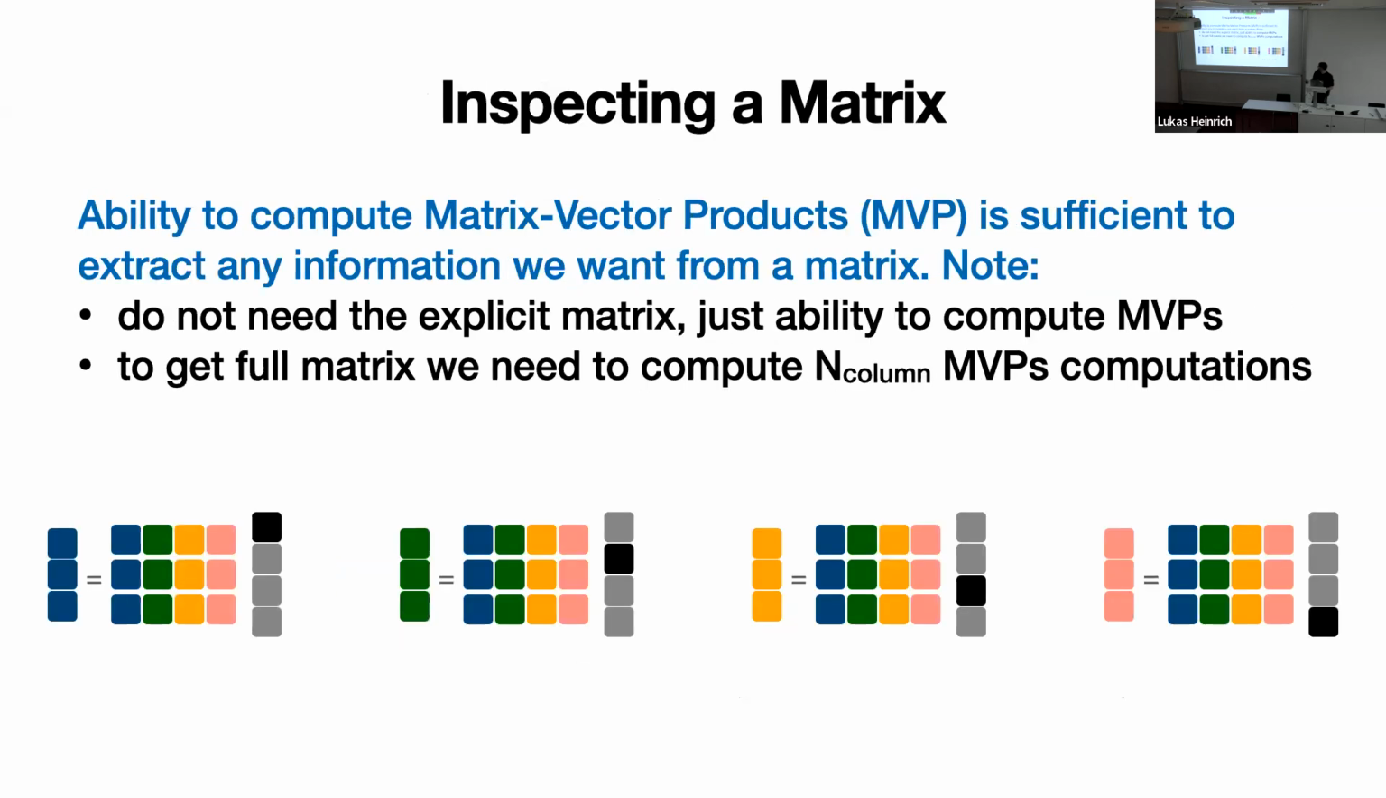Okay, so basically, our ability to compute matrix vector products is totally sufficient to extract any type of information that we need from a matrix. What's interesting is that we do not need to have an explicit matrix. We just need the ability to compute matrix vector products. And in order to recover everything, we just need to do as many matrix vector products as we have columns in the Jacobian, or as we have input dimensions, right? So the number of computations you need to do scales with the number of input dimensions. So in this case, it's 4, right?